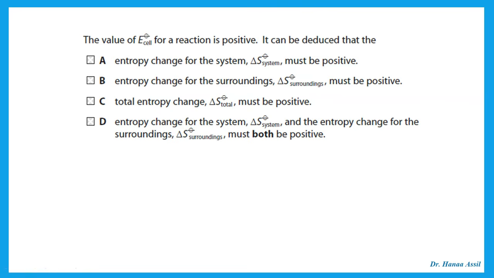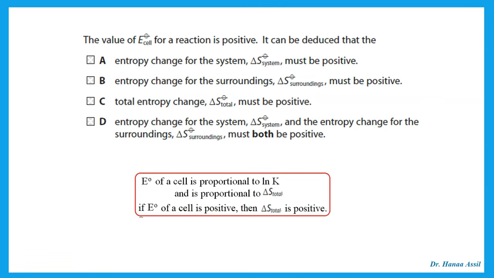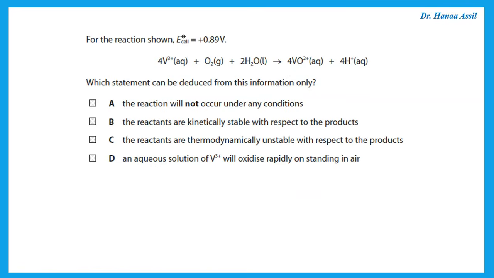So this question, for example, says the value of E cell for a reaction is positive. It can be deduced that what? If the E cell of a reaction is positive, well, we said first of all that E naught is proportional to ln K. It's proportional to delta S total. And if the E is positive, then the delta S total must be positive. Total, not system or surroundings.